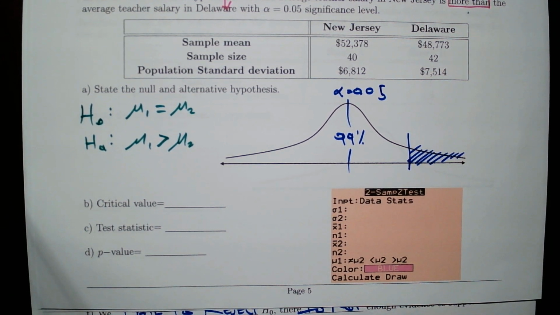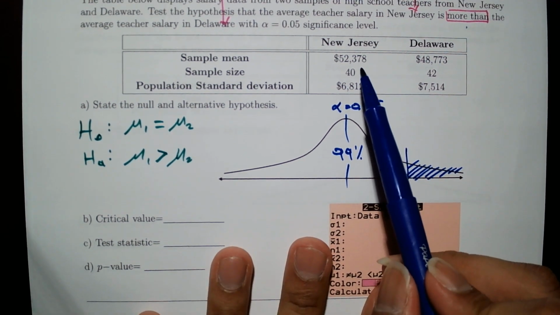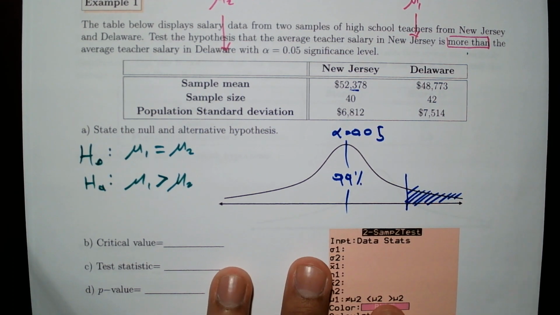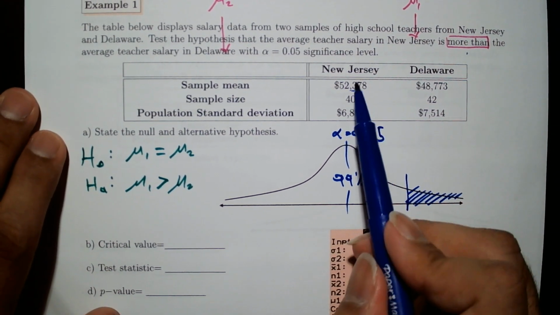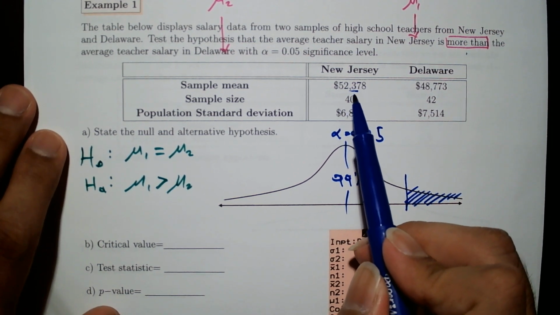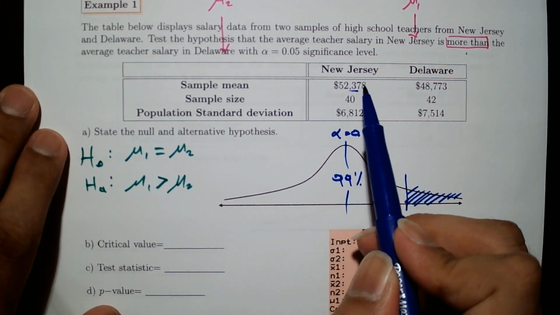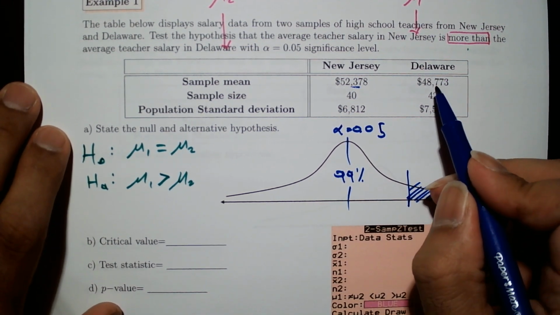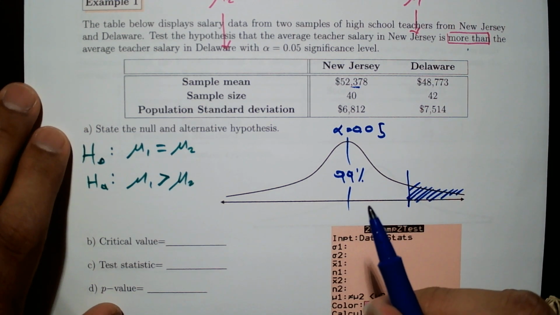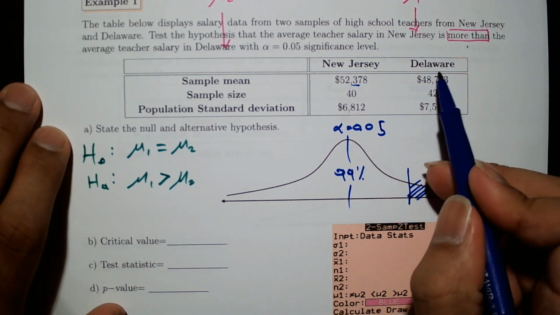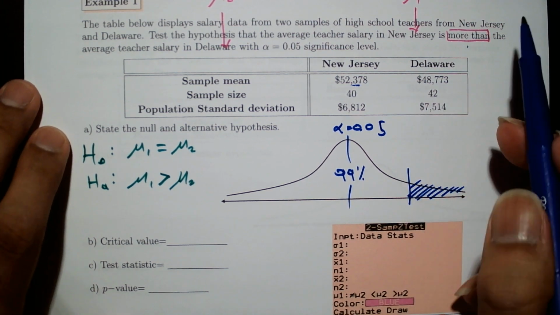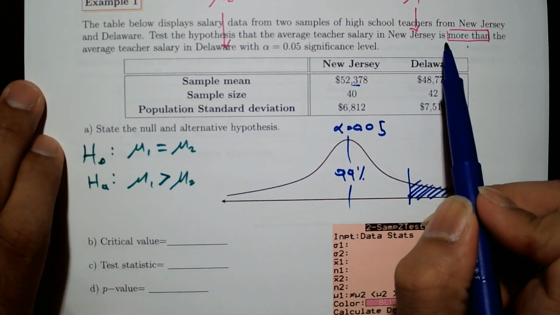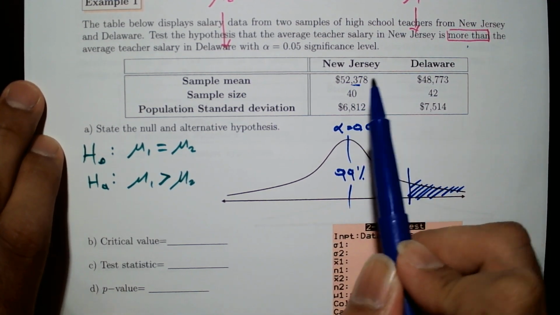All right, so let's see. All we do, we're given this really nice table for New Jersey and Delaware, the sample mean. In New Jersey, they sampled 40 teachers, and the mean of their salaries was this value with this standard deviation. They did the same in Delaware, but they sampled 42 high school teachers, and their mean salary was that. And looking at the numbers, the mean salary in New Jersey is more than that of Delaware. But is that enough evidence?